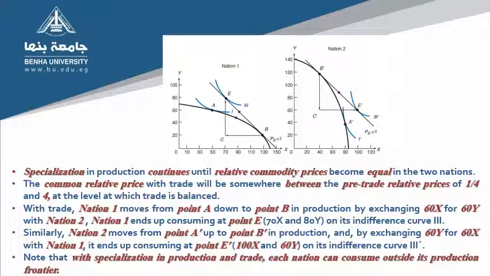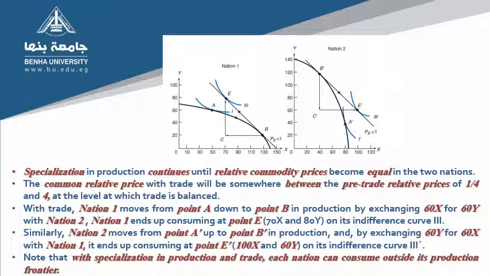On the other hand, starting from point A', as nation 2 specializes in the production of Y and moves upward along its production frontier, it incurs increasing opportunity costs in the production of Y, reflected in the decline in the slope of its production frontier.